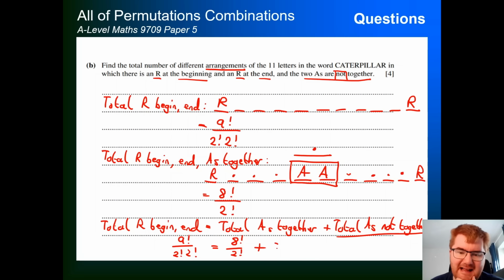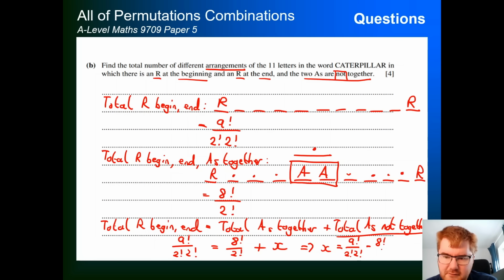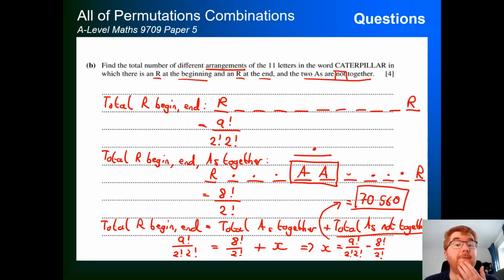So we just call that an X. And now we just rearrange our equation. So then we get X is equal to 9 factorial over 2 factorial, 2 factorial, minus 8 factorial over 2 factorial. And if we work this out, then we put the answer just up here. That's going to give us then 70,560 for our 4 marks.